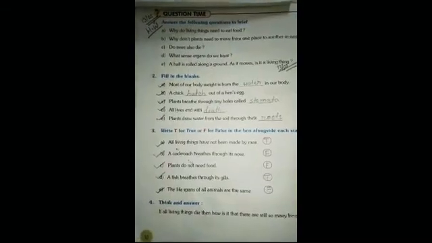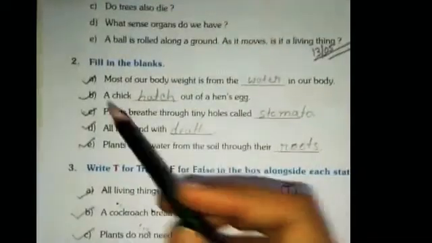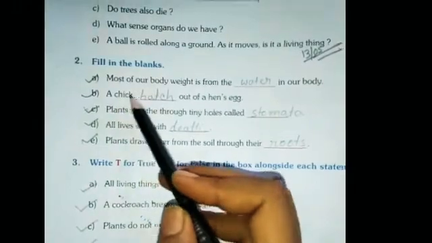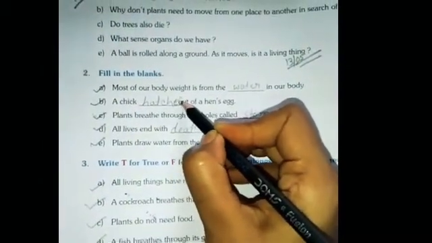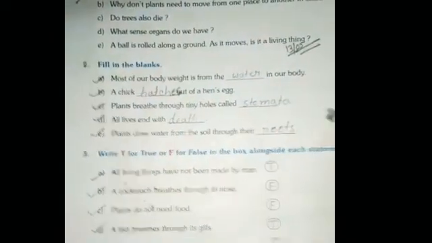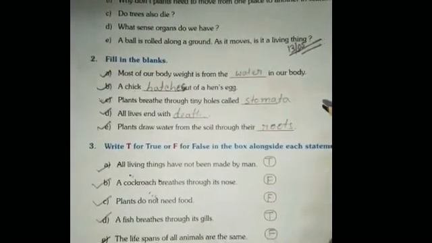There is an error. Please check this error. Number 2. B. A chick hatches out. Add ES. Okay. Hatches out of a hen shell.